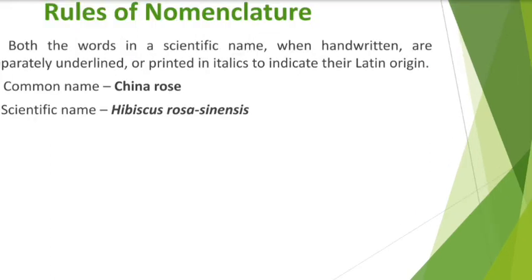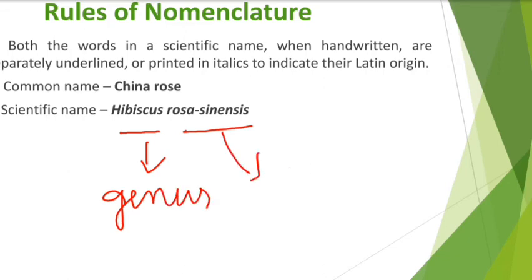So my dear student, when you write it by hand, you have to underline it. Whenever you write, you have to underline like this, separately. So hibiscus is the genus, and this is the species. Under the scientific name, you write for each and every name, labeling which one is genus and which one is species. When you write by hand, you have to represent it in this way, okay, clear.